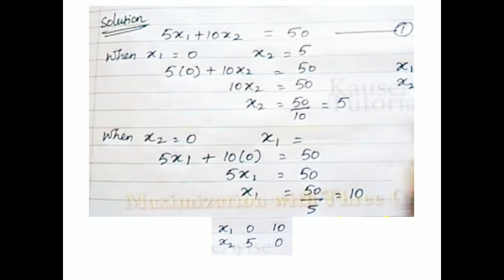When I put x1 is equal to 0 in the equation, after solving I'll get x2 is equal to 5, and the next time when I put x2 is equal to 0 in equation number 1, after solving I'll get x1 is equal to 10. So for equation number 1, I got two sets of points for x1 and x2. That is, for x1 is equal to 0, x2 is equal to 5, and for x1 is equal to 10, I got x2 is equal to 0.